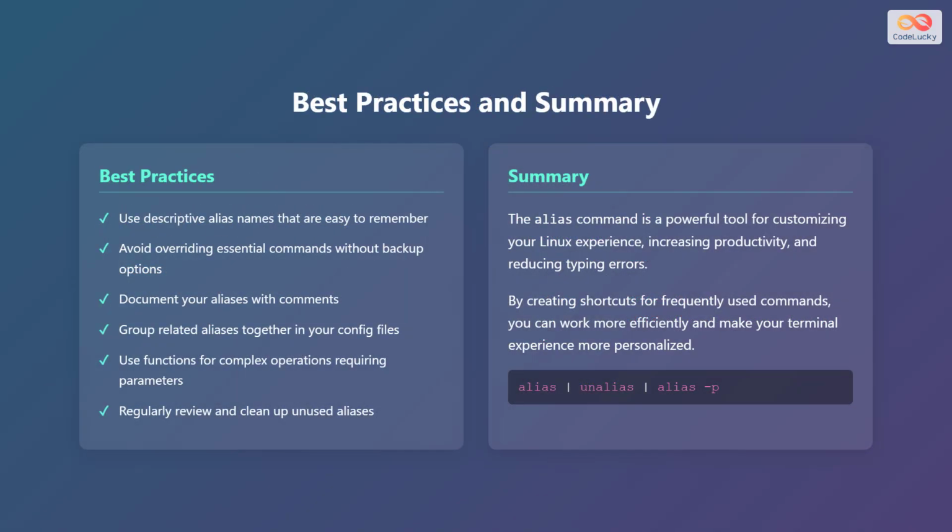Let's summarize some best practices. Use descriptive alias names that are easy to remember. Avoid overriding essential commands without backup options. Document your aliases with comments. Group related aliases together in your configuration files. Use functions for complex operations requiring parameters, and regularly review and clean up unused aliases.